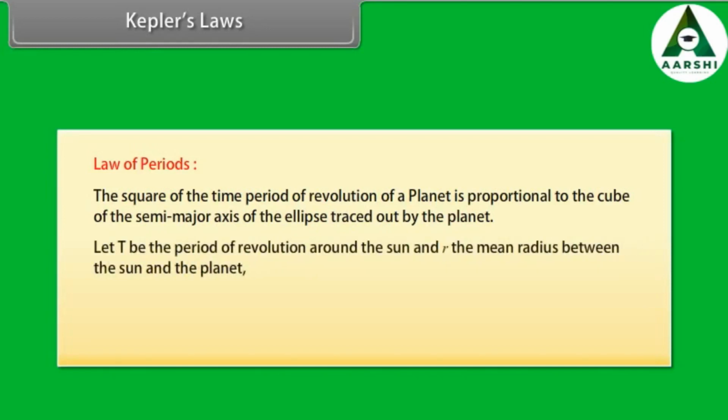Let T be the period of revolution around the Sun and r the mean radius between the Sun and the planet. T squared is directly proportional to r cubed. T squared is equal to k r cubed.